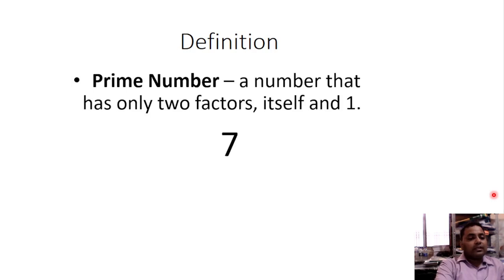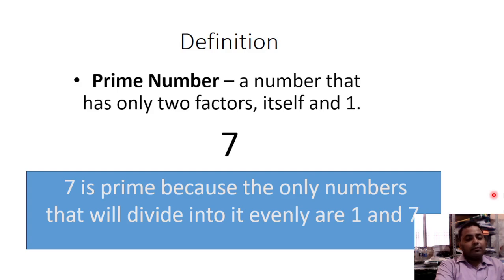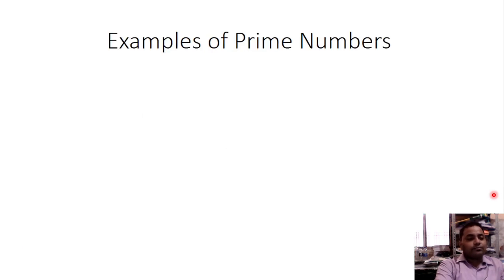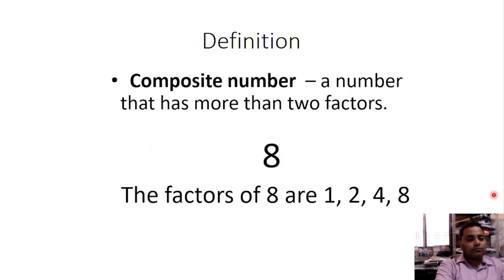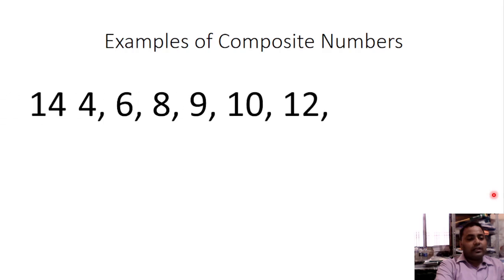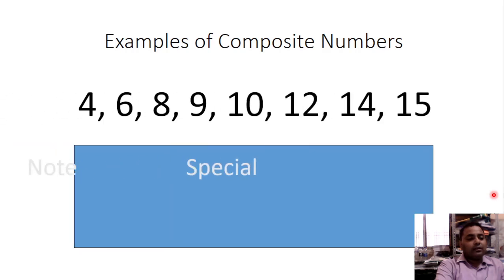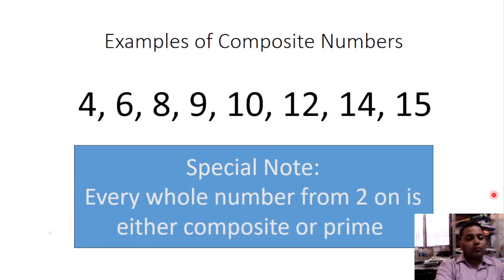Prime numbers: a number that has only 2 factors, itself and 1, like 7. 7 is prime because the only numbers that will divide evenly into it are 1 and 7. Here 4, 6, 8, 9, 10, 12, 14, 15 are all composite numbers. Every whole number from 2 on is either composite or prime.